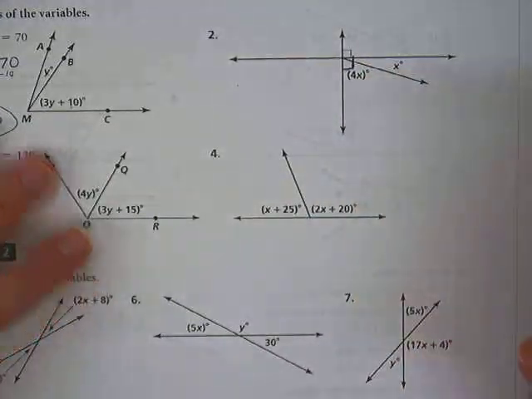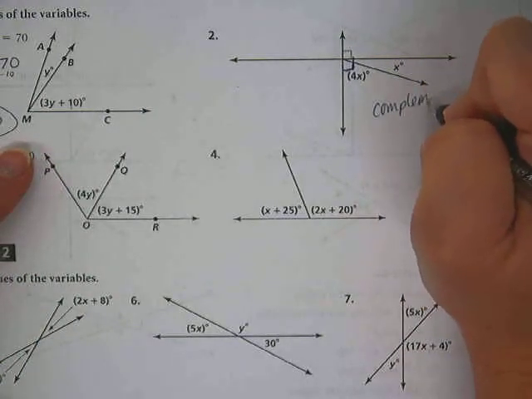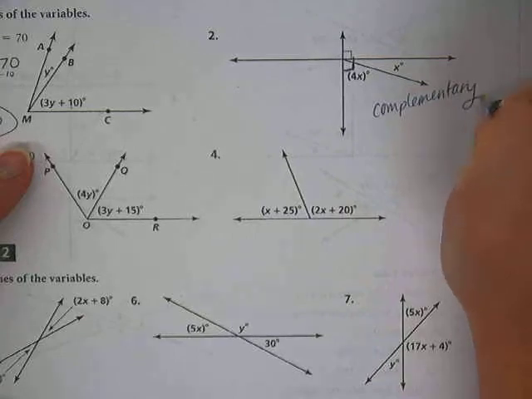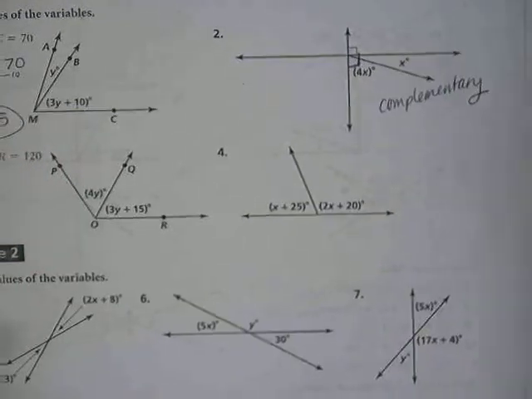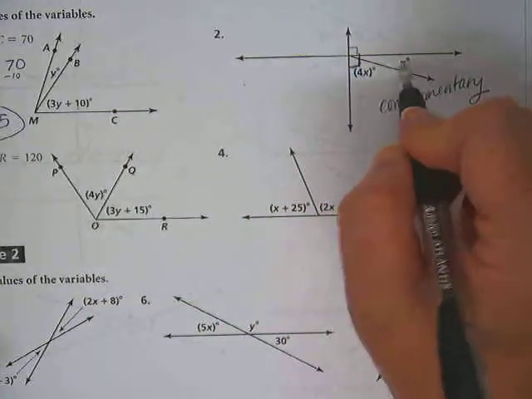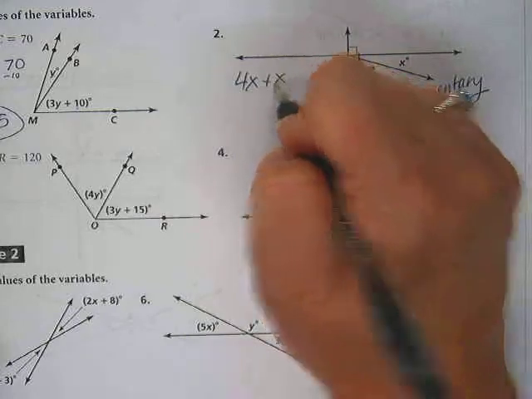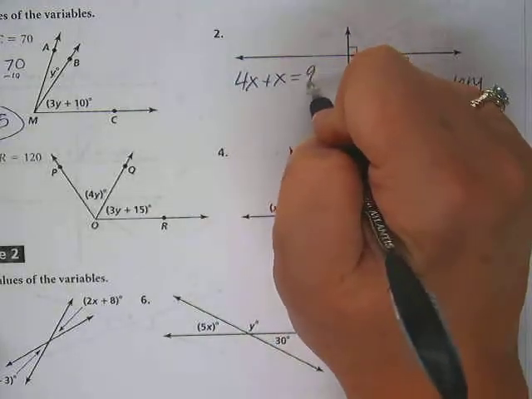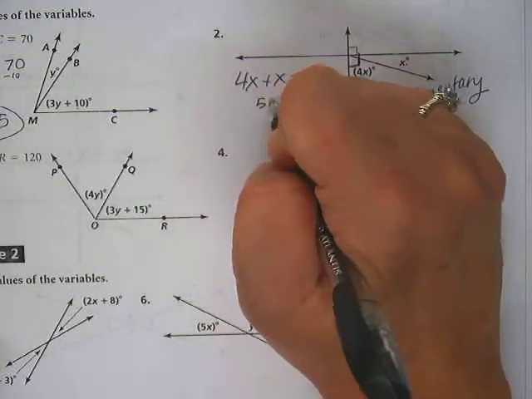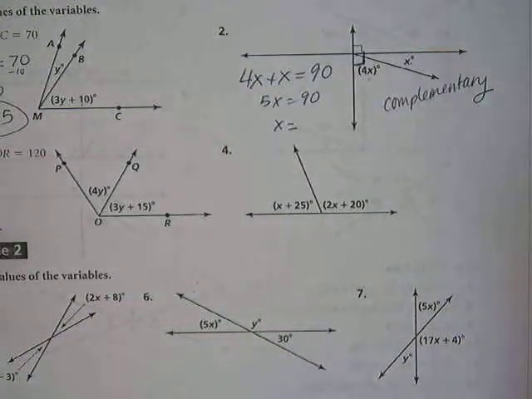Okay, next one. What did we just get done saying about these two angles? They are complementary. You don't have to write that down, but I'm just going to write it down to kind of get it in your heads. The more you see it, the more you hear it, the more you'll remember it. Complementary add up to 90. So we're going to take these two angles. 4x is one of the angles, plus x is the other angle, and together they add up to 90. So 5x equals 90, so divide both sides by 5.